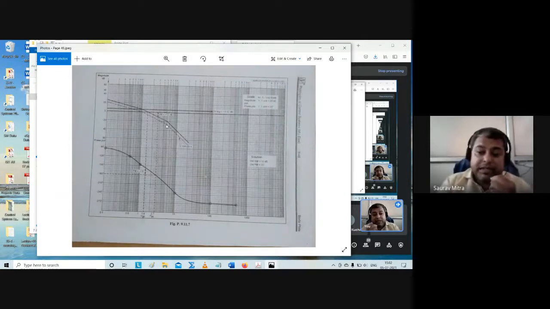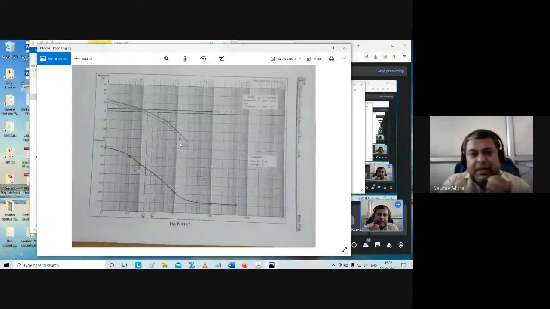And at 1 by s plus 5, another pole is getting added with that, minus 40 dB per decade. That means from 0.1 to 1, the resultant slope is minus 20 dB per decade. From 1 to 5, the resultant slope is minus 40 dB per decade. And from 5 onward, up to infinity, the resultant slope is minus 60 dB per decade. So that is what is written here. Here it is written minus 60 dB per decade from 5 onwards.